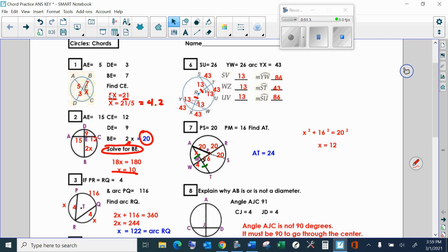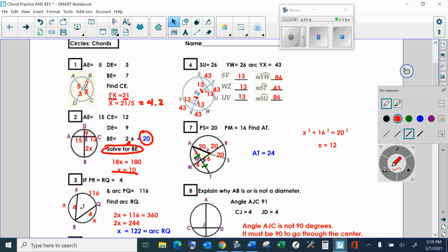It says YW equals 26. So that means, again, it's the same length and it's perpendicular, so it's a bisector. And since those chords are the same length of 26, they both have to be equidistant from the center, which is why you see those two hash marks there showing that that length has to be equal to that length.